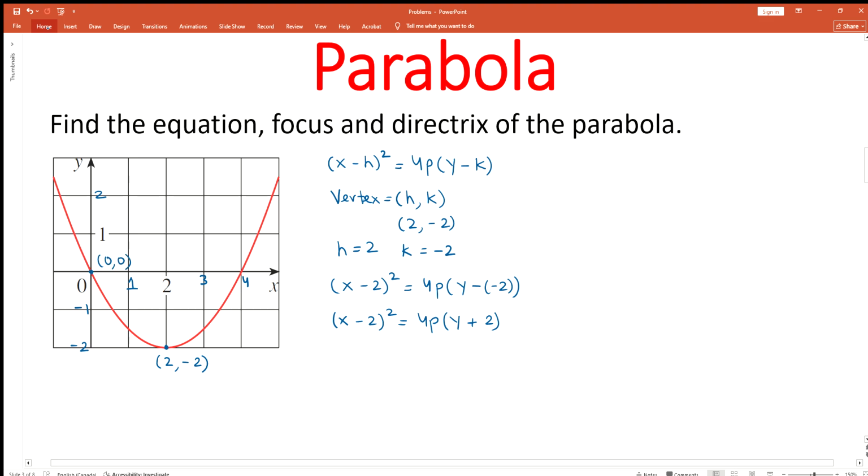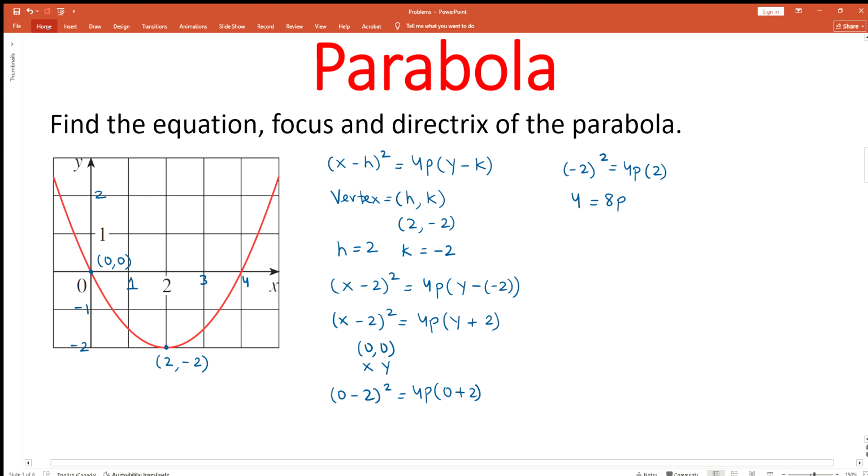So we can use this point to find the value of p. In a point, the first number represents the x value, the second number is the y value. We can sub in these x and y values in the equation to find the value of p. 0 minus 2 is equal to -2. 0 plus 2 is equal to 2. -2 squared is equal to 4. 4 times 2 is 8.